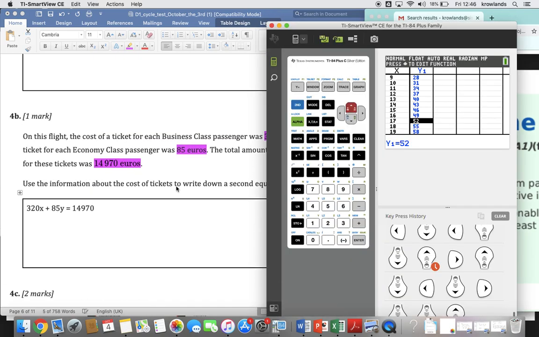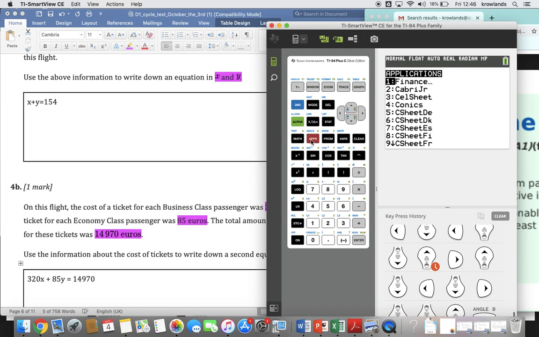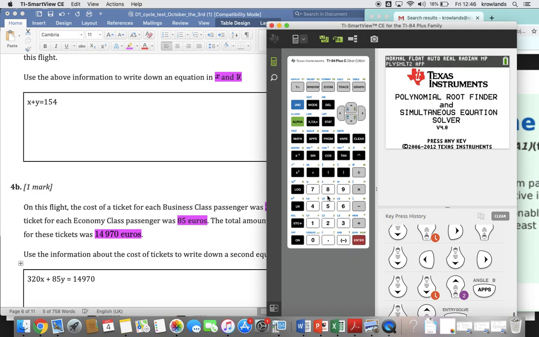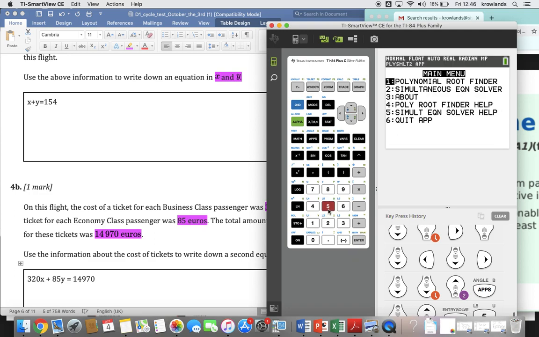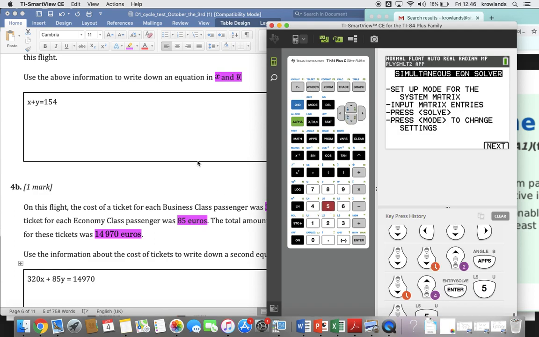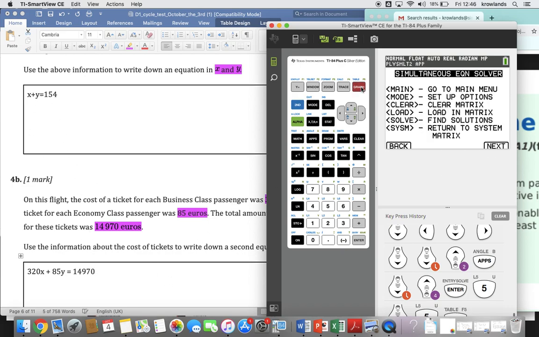But how do you put this in your calculator? So we've done this quite a lot in lessons, and we need to go to the simultaneous mode. So we're going to go into apps, I believe. I'm looking for Polysmith. Polysmith is here. I'm going to click enter. We've done this lots and lots. So press any random button. We want to simultaneously solve. And the reason why we want to simultaneously solve is because we've got 2 equations involving X and Y, and we need to work out what they are. We're going to press next.